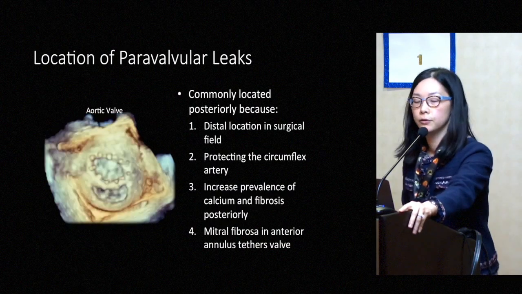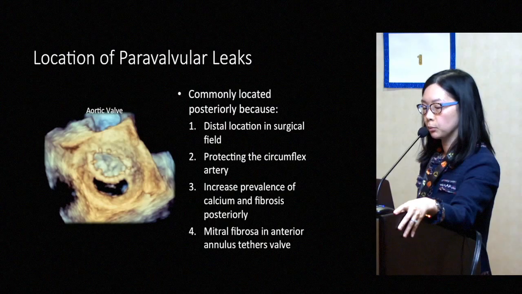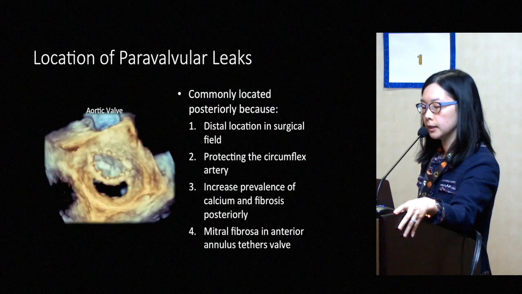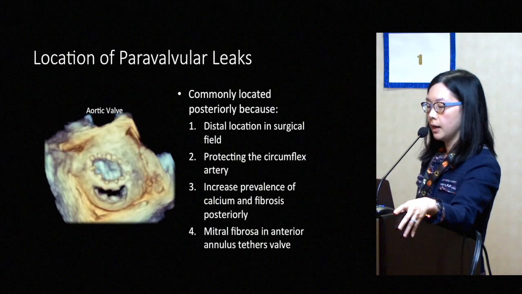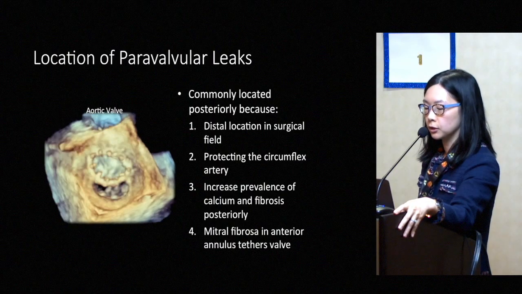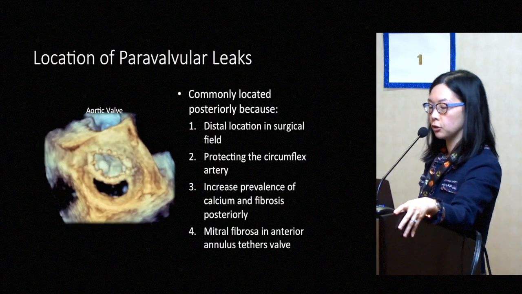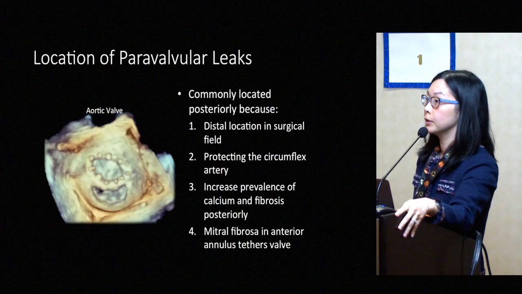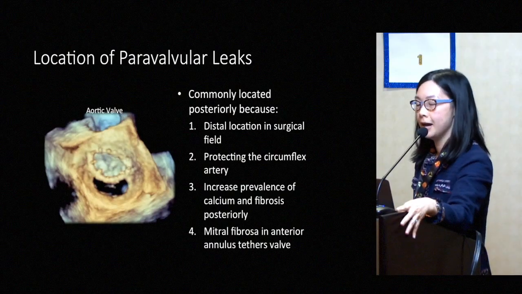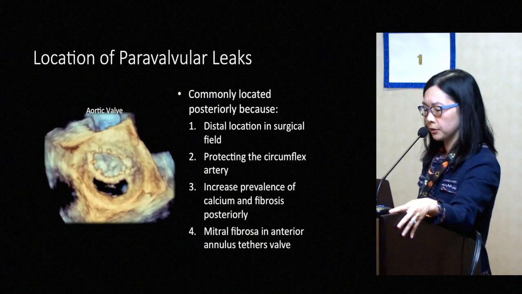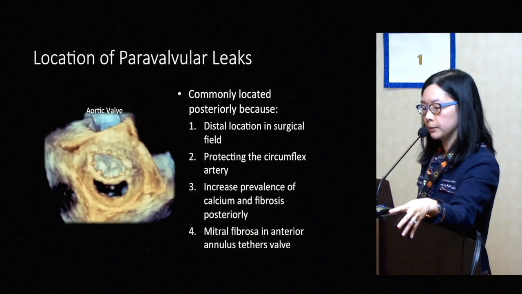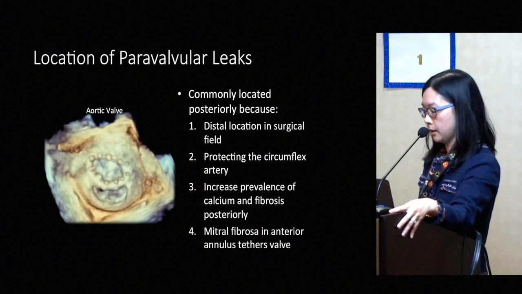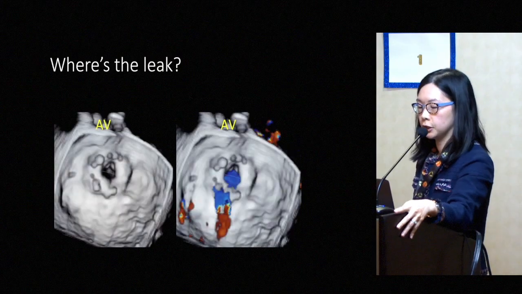One of the things we've learned from 3D is that these leaks are mostly posterior. So once again, aortic valve is up here, left atrial appendage is here. And these leaks usually lie in the posterior area because they're distally located in the surgical field. There's usually a circumflex artery, so the surgeon's trying not to take huge bites. There's a lot of calcium and fibrosis posteriorly, and most of this is going to apply to adults more than kids. There's also an annular fibrosa between the aortic and mitral valves, so it makes a tougher region, and it exerts more tugging on the valve in the anterior region.